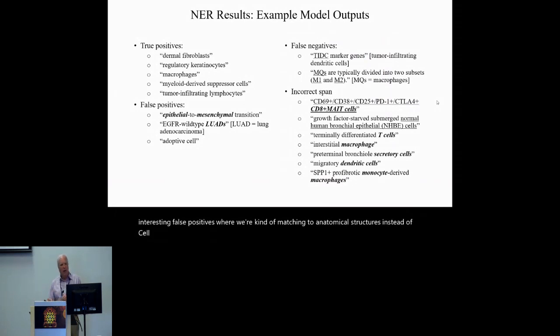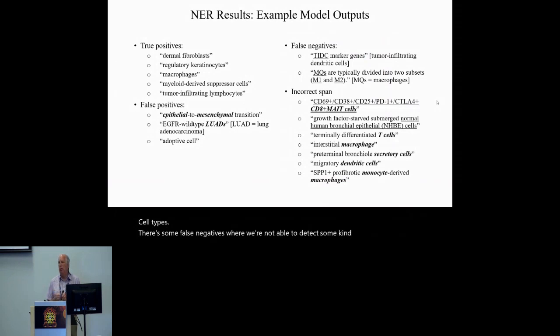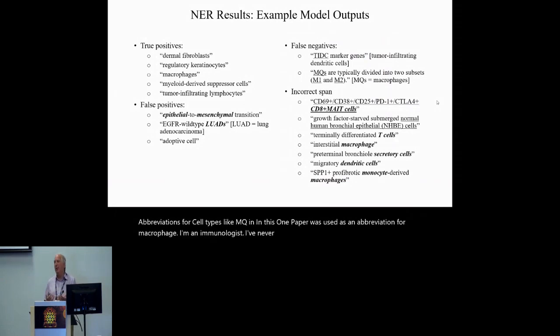There are some false negatives where we're not able to detect some unusual abbreviations for cell types, like MQ, which in this one paper was used as an abbreviation for macrophage. I'm an immunologist, and I've never seen MQ used to abbreviate macrophage before, so maybe it's not so surprising that the method didn't pick that out.